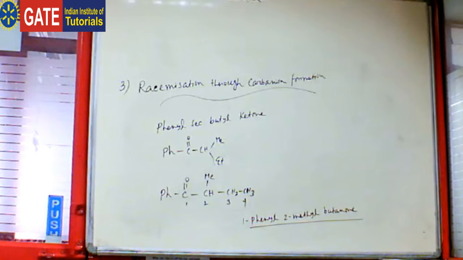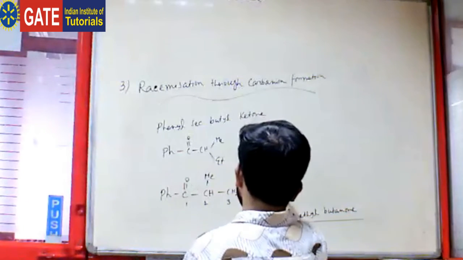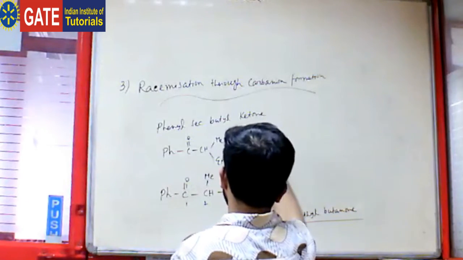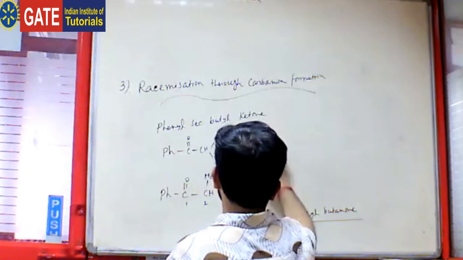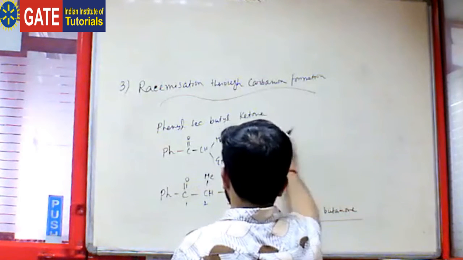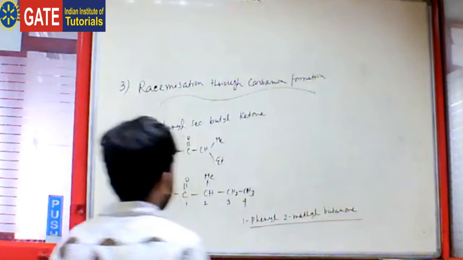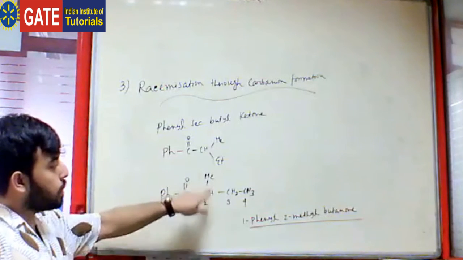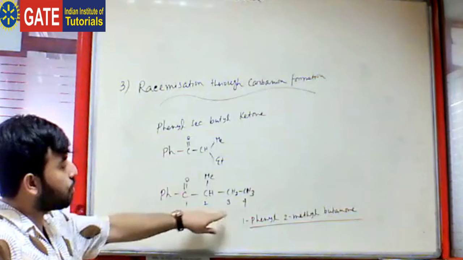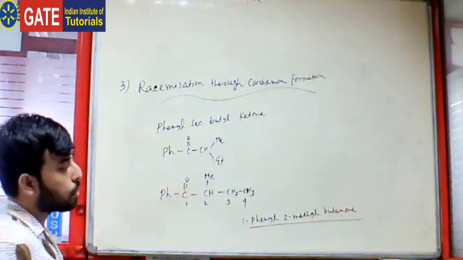Generally, this kind of molecule racemizes in the presence of a base. Generally they provide NaOH in ethanol or something like that, a base in ethanol. Suppose I provide this molecule, one phenyl, two methyl, butan-one. Remember this.